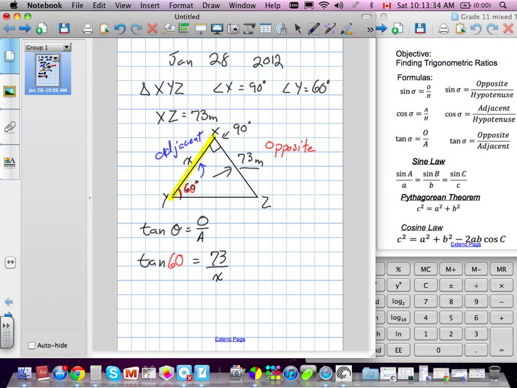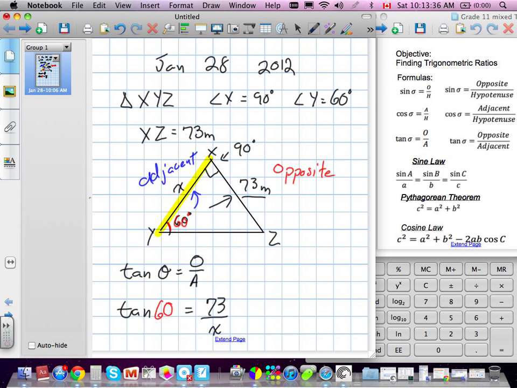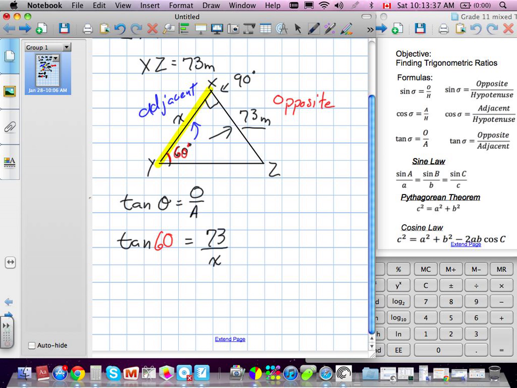Okay, so in order to isolate for x, first of all, I want to get rid of this fraction. I want to bring it to the other side. When I bring it to the other side, what operation do I have to use? Since this says 73 over x, what's that mean when it's a fraction? 73 divided by x? Yeah. So when I bring x over, what operation do I have to use? Well, what would be opposite of division? Multiplication. Yeah, that's right.